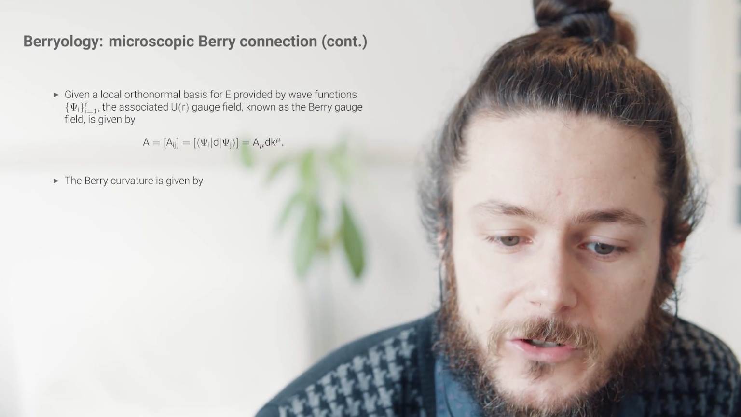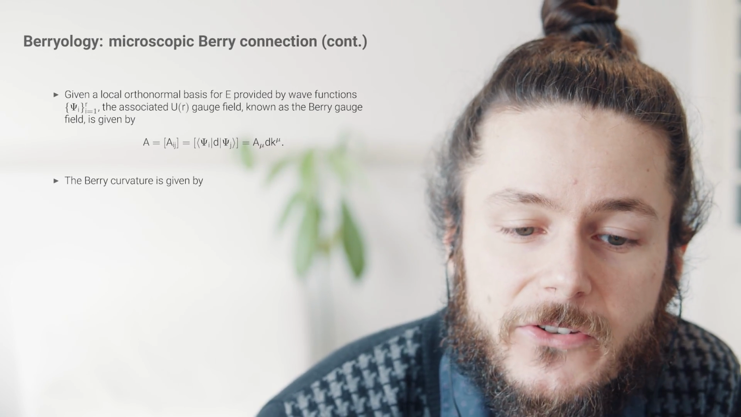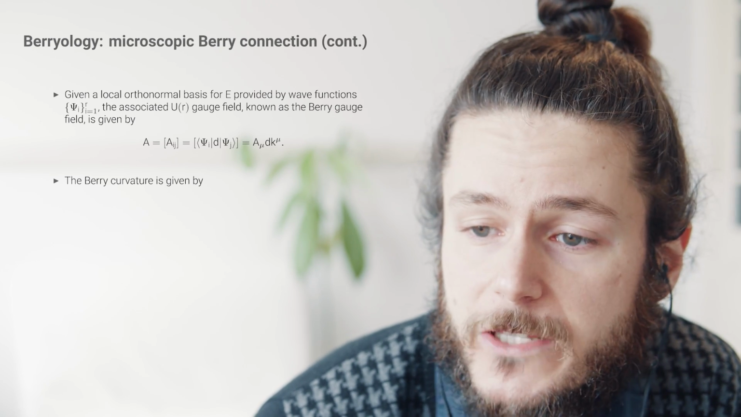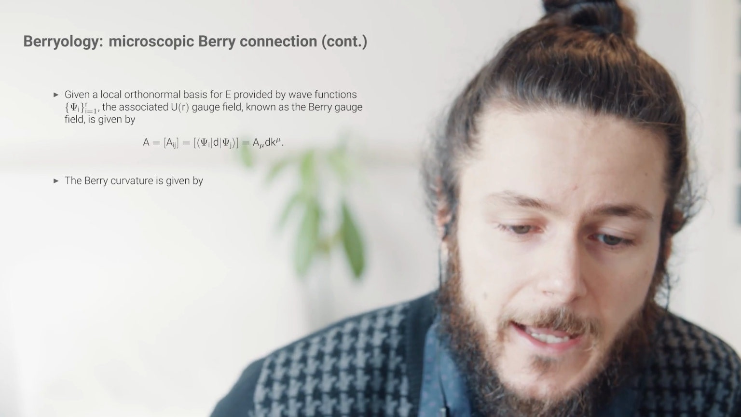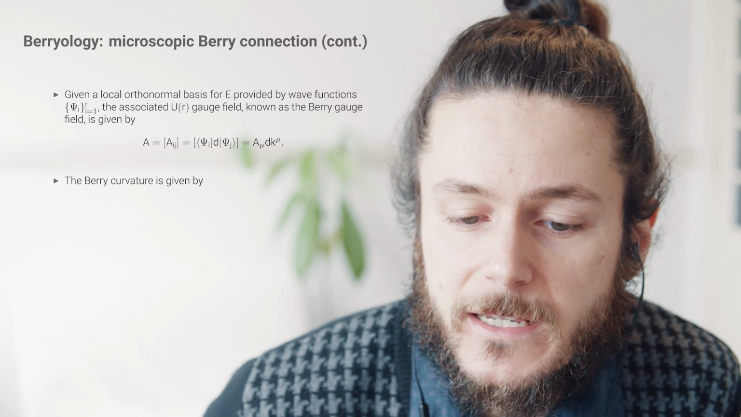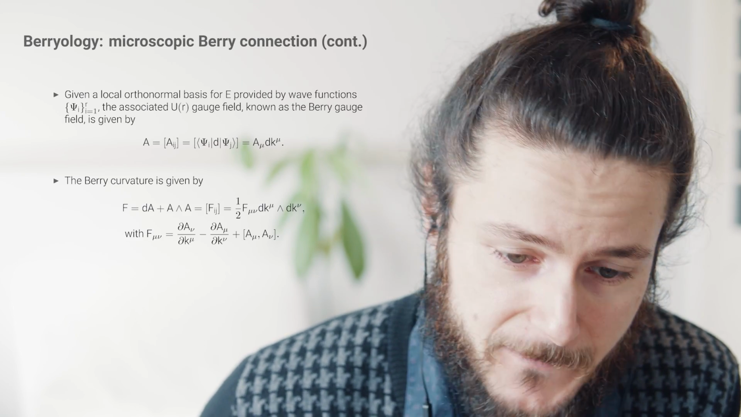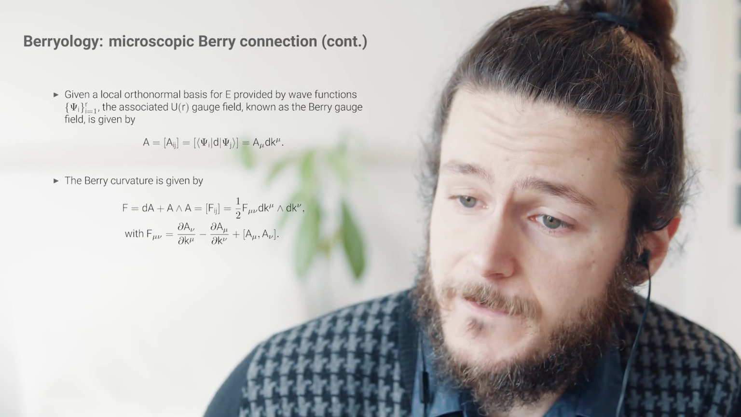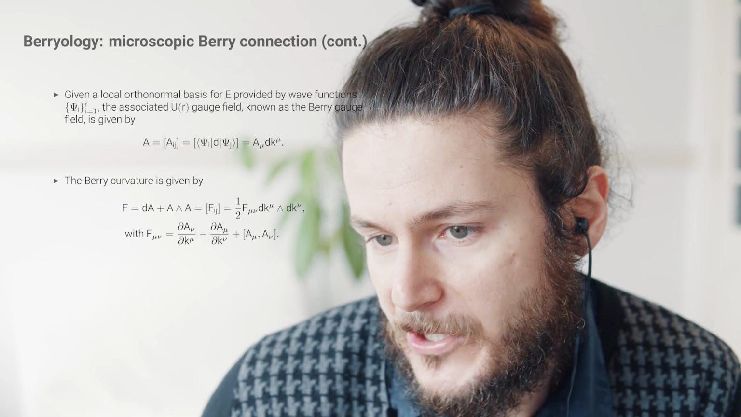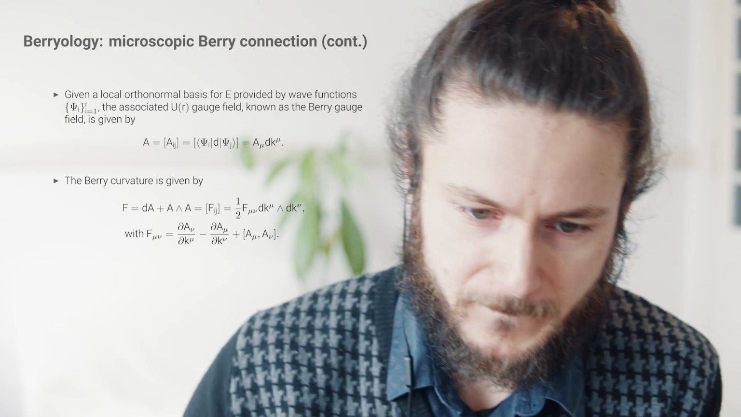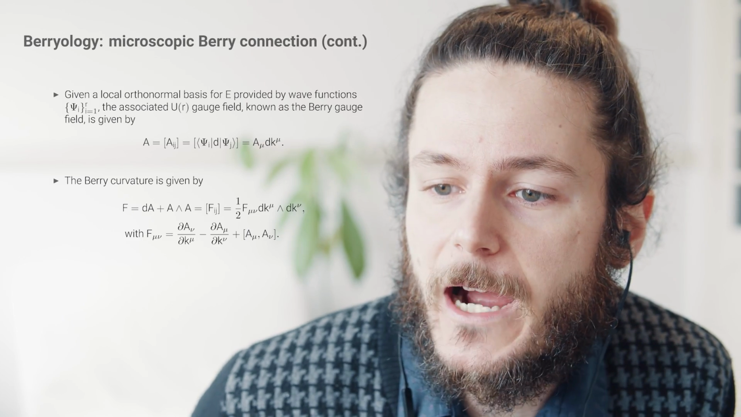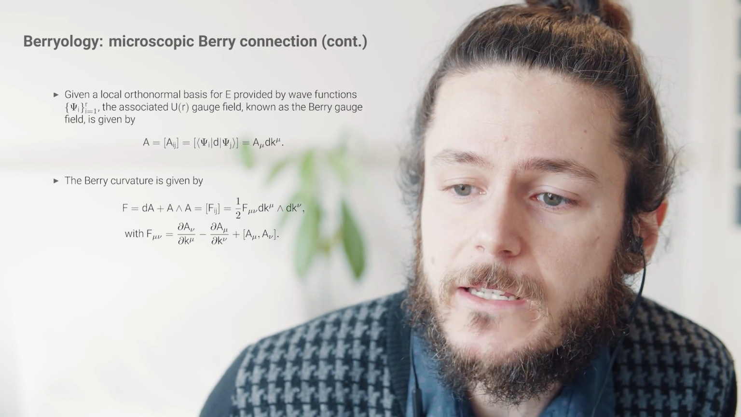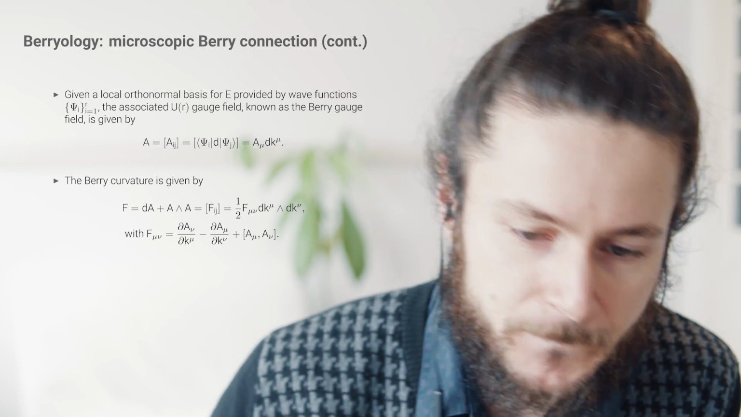The Berry curvature is given by the exterior derivative of A plus A wedge A, as usual. And perhaps this is the expression more familiar to physicists, as a curl of A plus the commutator of the components of A. And of course, this is an R by R matrix because we're dealing with a non-abelian gauge field.